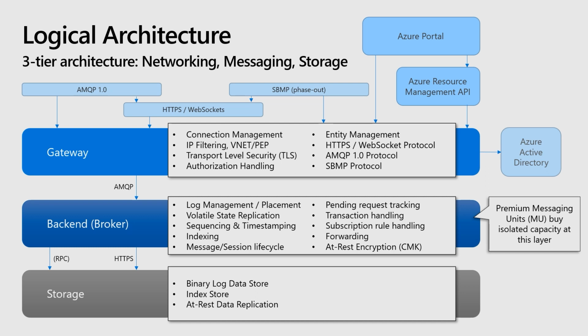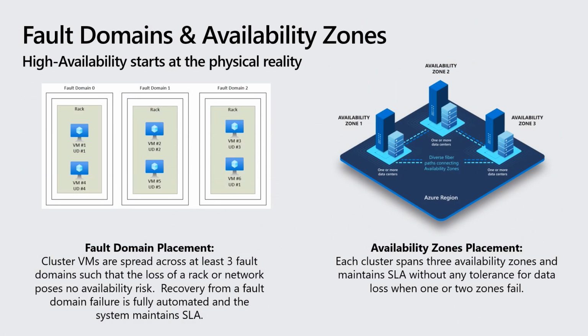And then the storage layer is our log store. Effectively, that's how we store the data on disk, and we do this triple replicated across availability zones. What you buy in premium as messaging units is all the middle thing. The gateways are always shared, and the backend is what you buy as messaging units. So let's drill in further on that.